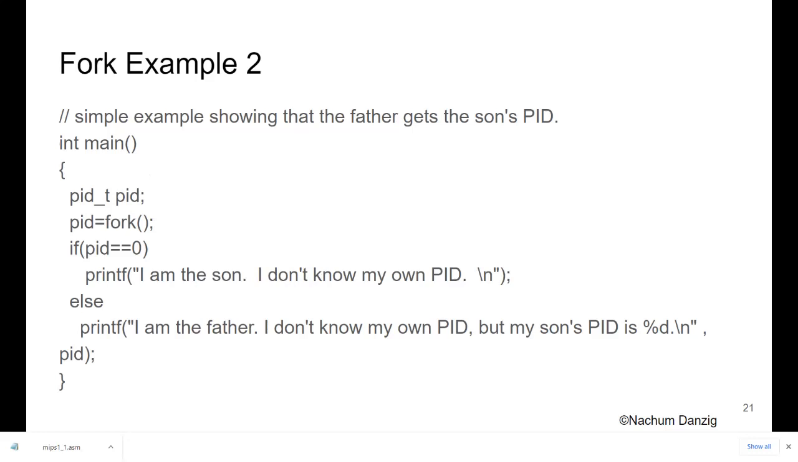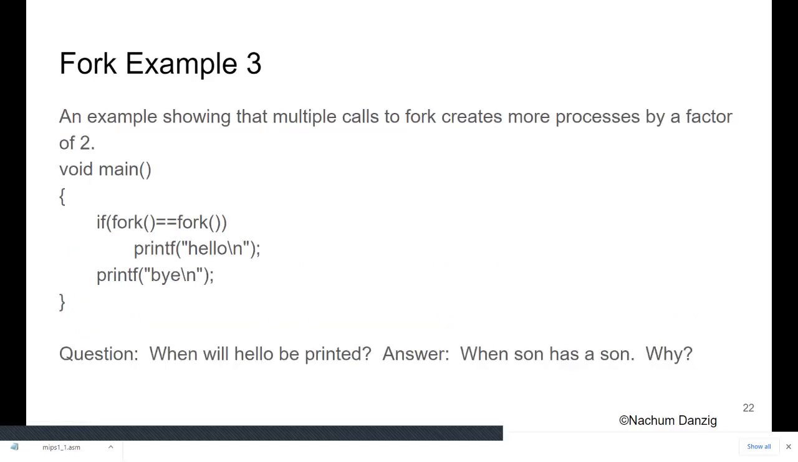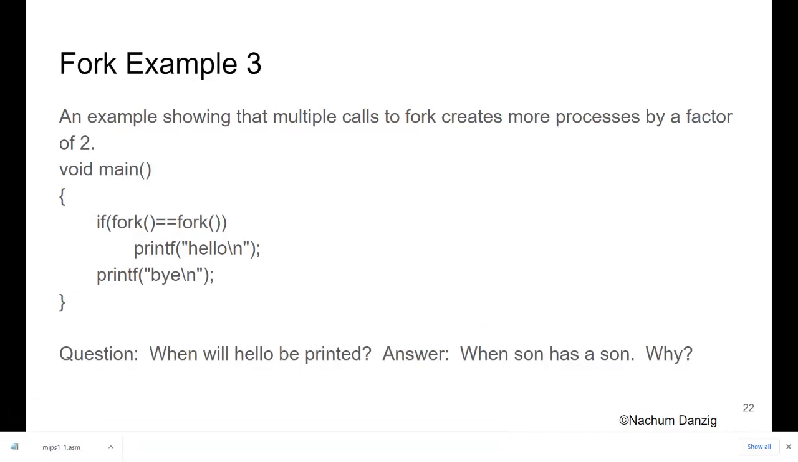So it'd be 3. Wait, so the fork, this is the original one. The fork just makes 1 more. So now there are 2. There used to be 1. Now there are 2. So it'd be 3. And it would print it 3 times. Well, print what? How many times would it print bye, and how many times would it print hello?